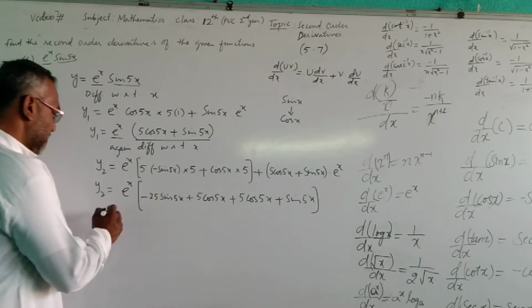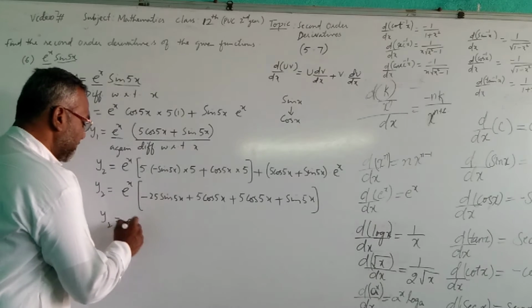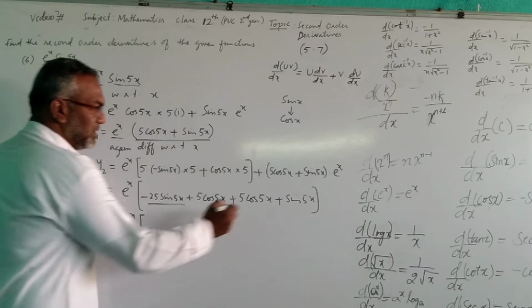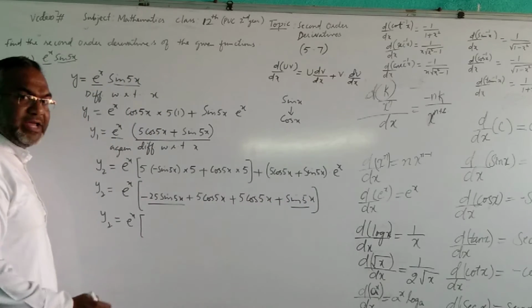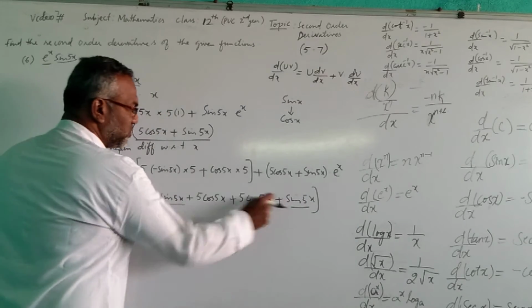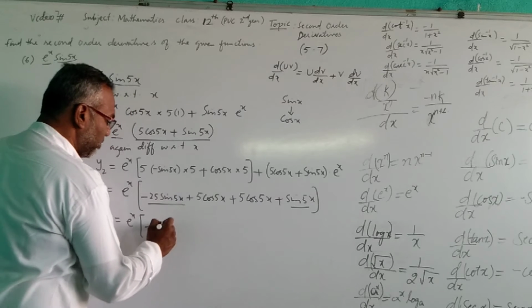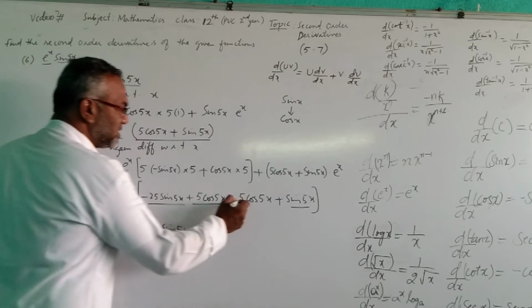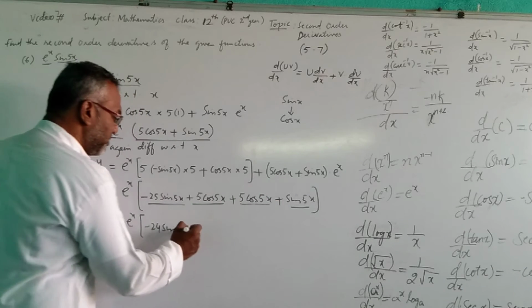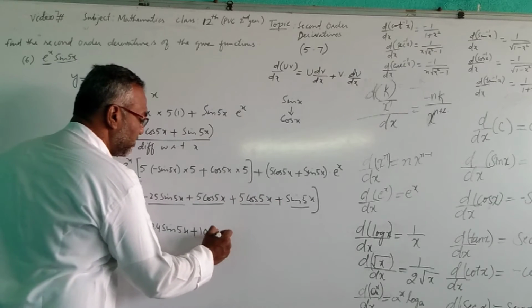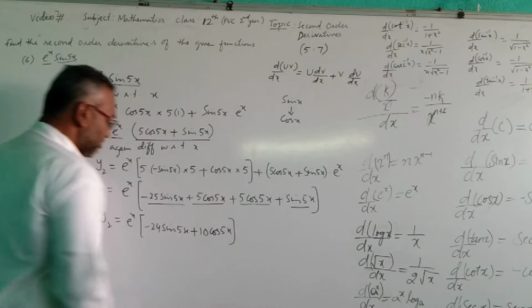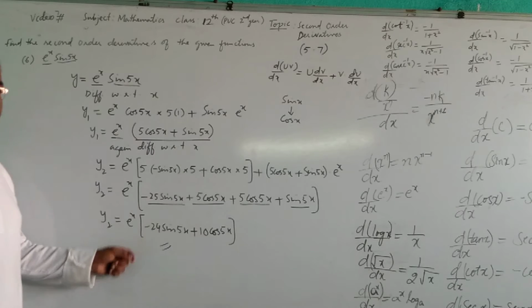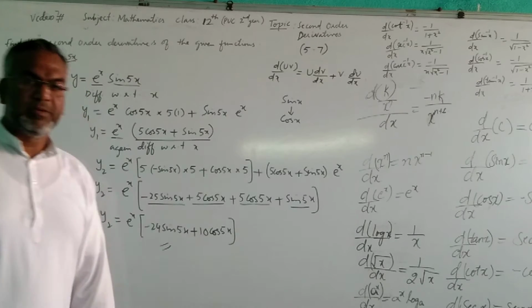Right? That will be y2 is equal to e to the power of x into minus 25 sin 5x plus 1. That will become minus 24. Minus 25 plus 1 becomes minus 24 sin 5x. This 5 cos 5x plus 5 cos 5x will become 10 cos 5x. This is the final answer. Let's see the next problem.